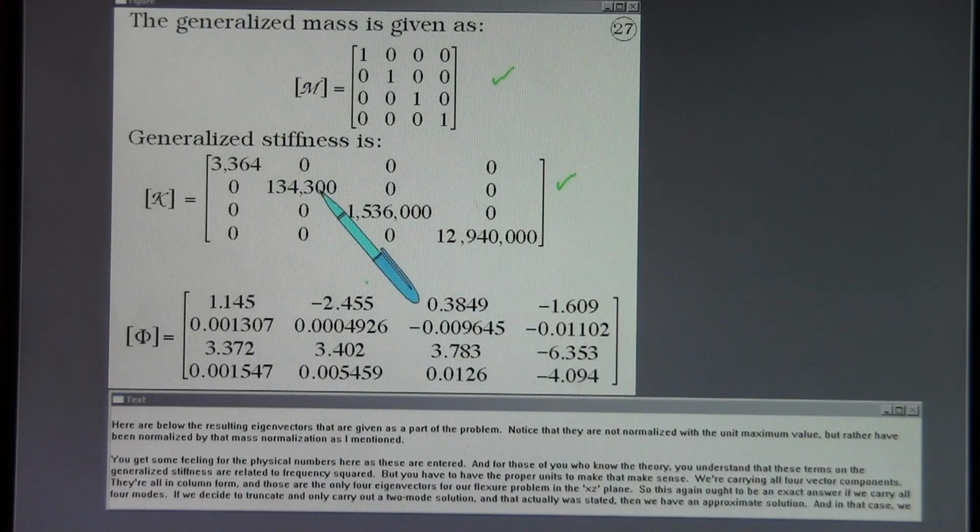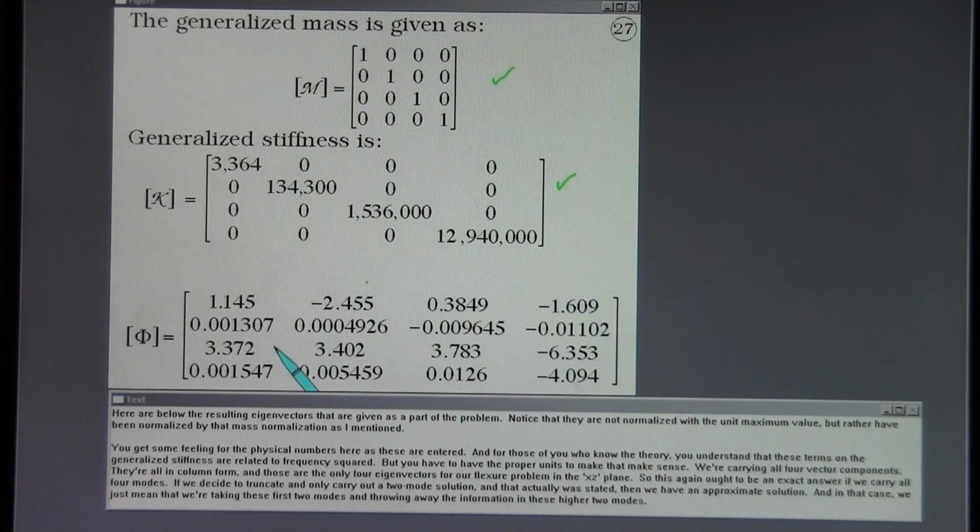And for those of you who know the theory, you understand that these terms on the generalized stiffness are related to frequency squared. But you have to have the proper units to make that make sense. We're carrying all four vector components. They're in column form. And those are the only four eigenvectors for our flexure problem in the xz plane. So this again ought to be an exact answer if we carry all four modes.